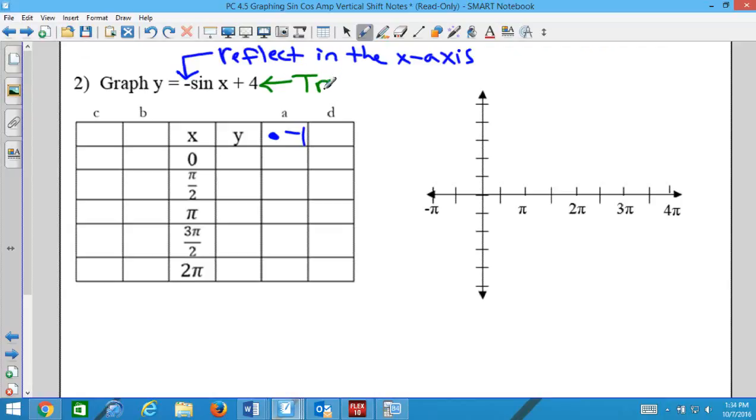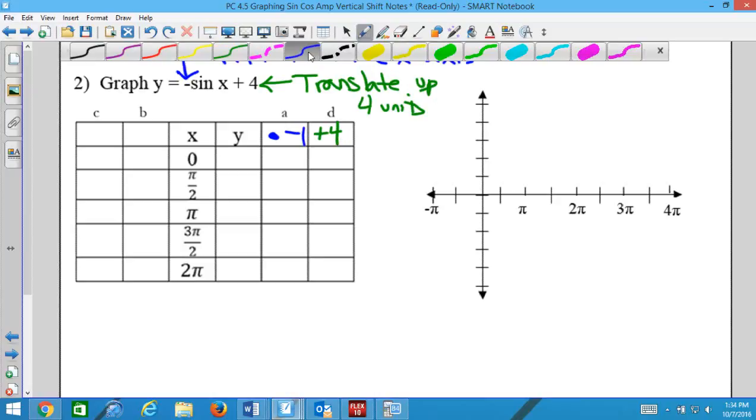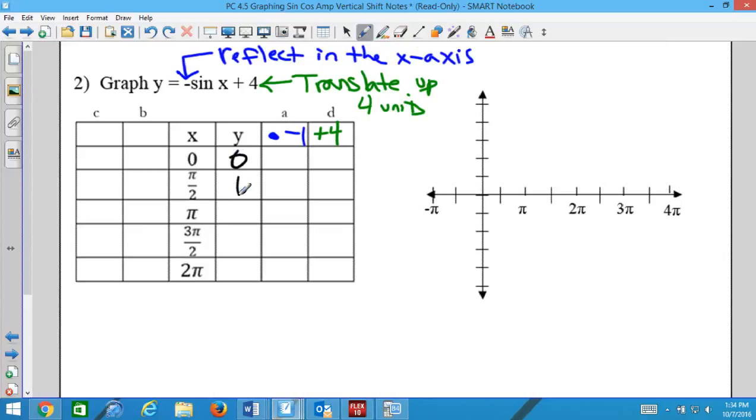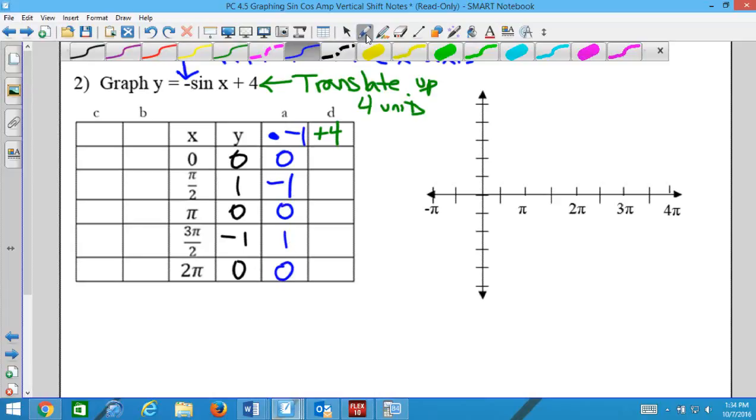So translate up 4 units. So that would do +4 in my D column. I've already told you we don't have B and C today, so no, they weren't over there. Key points, this is sine, so it starts at 0. And multiply by -1, and then add 4.